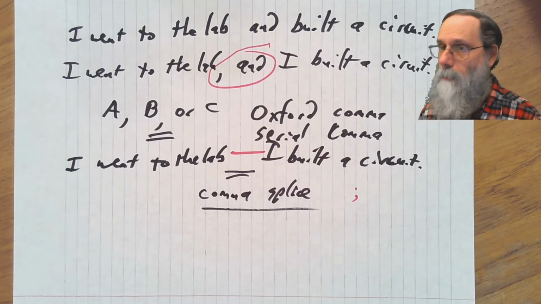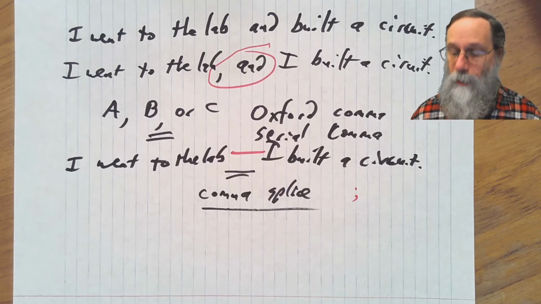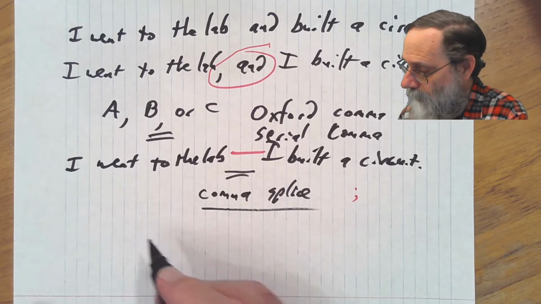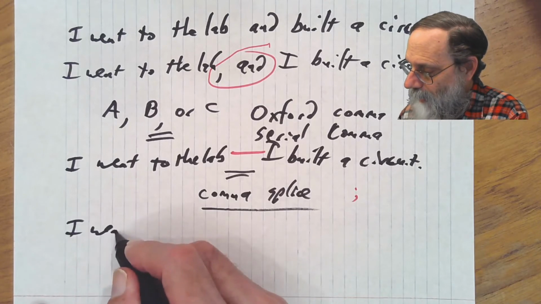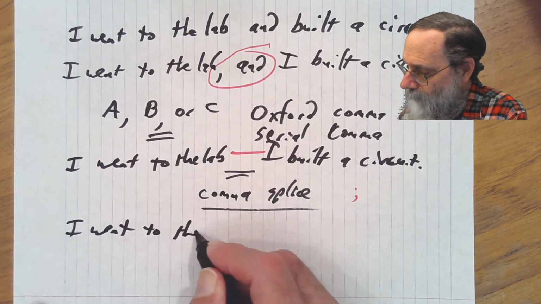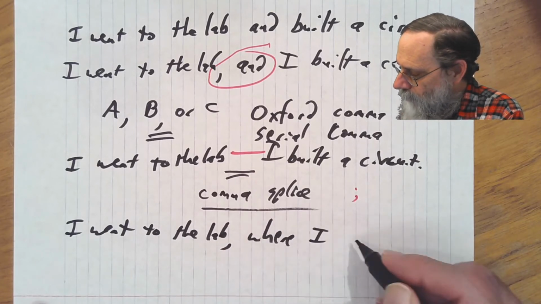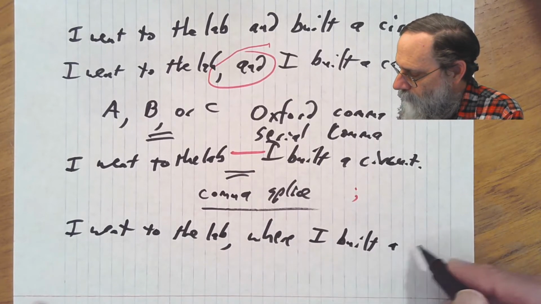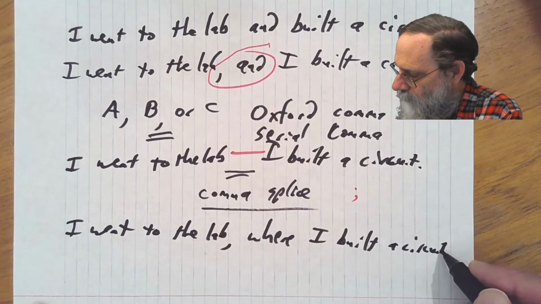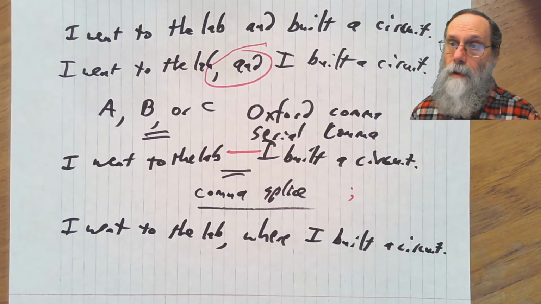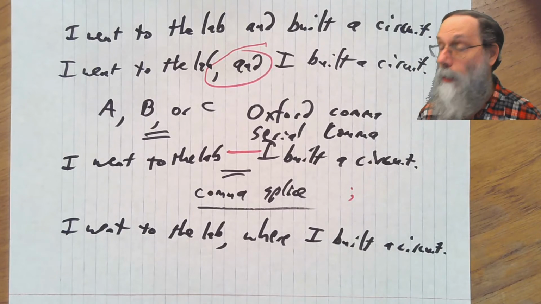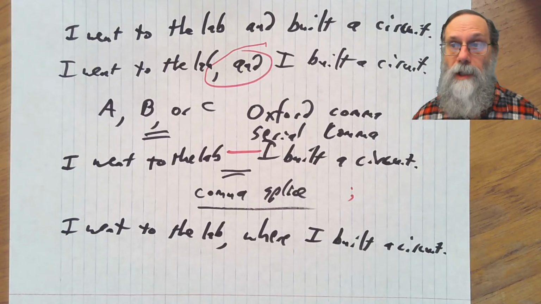Okay, where else do students have problems with commas? Another very common problem is for non-restrictive clauses. I went to the lab, where I built a circuit. This sentence can be punctuated with or without a comma, but its meaning changes.